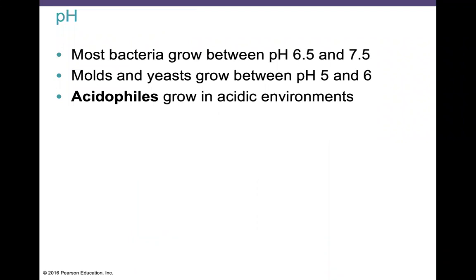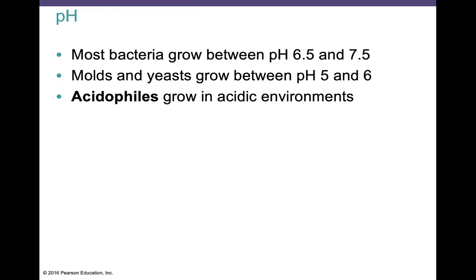For pH, most bacteria will grow between 6.5 and 7.5. Molds and yeast are more acidic. They like a pH of 4 to 6. And an acidophile would be an organism that really grows in an acidic environment. One area in the body that we'll talk about that's very acidic is the stomach.